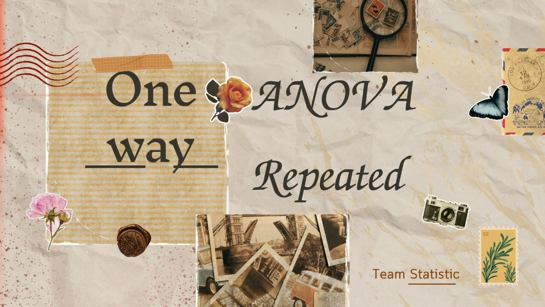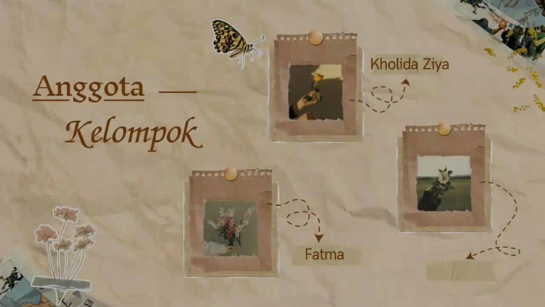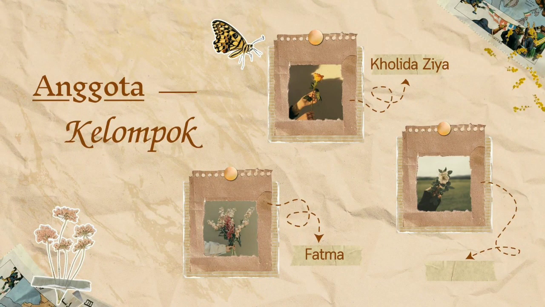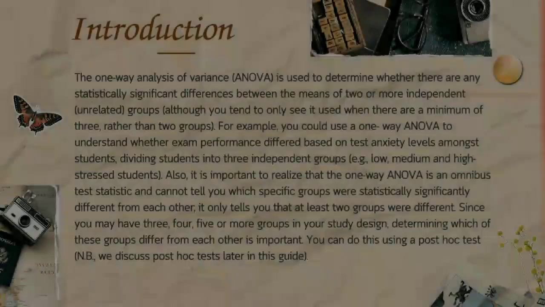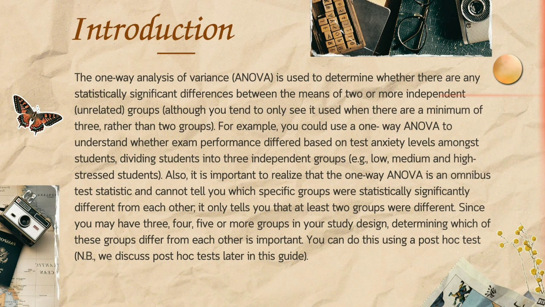In this video, we would like to explain one-way ANOVA. Before we start the discussion, we would like to introduce our group. We are from group 9, which consists of two people: me, Fatma, and my partner, Olida Zia. And now we start the introduction.